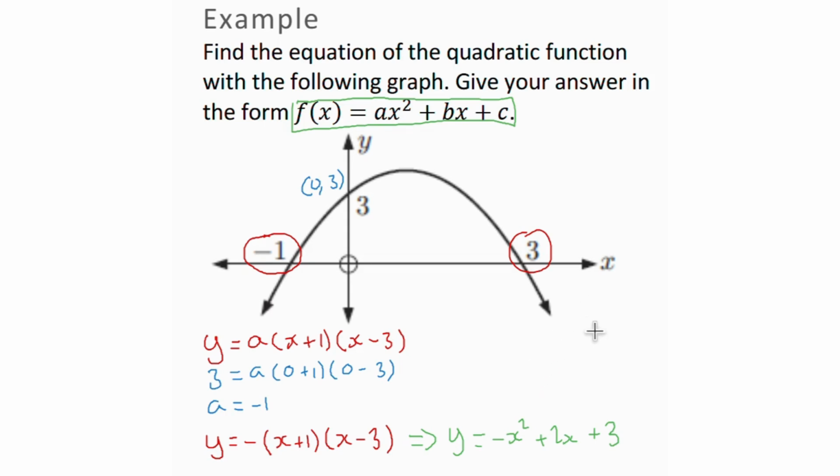There is another approach to doing this using simultaneous equations. If this was a calculator-based question, you could do that. You could set up 3 simultaneous equations by substituting in 3 points. So you could substitute in the points (-1, 0), (3, 0), and (0, 3) for x and y. You would end up with 3 simultaneous equations in a, b, and c, which you could solve to find the values of a, b, and c.